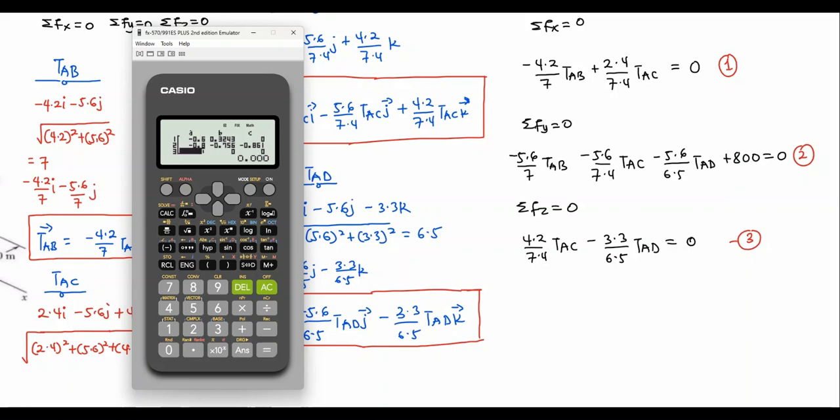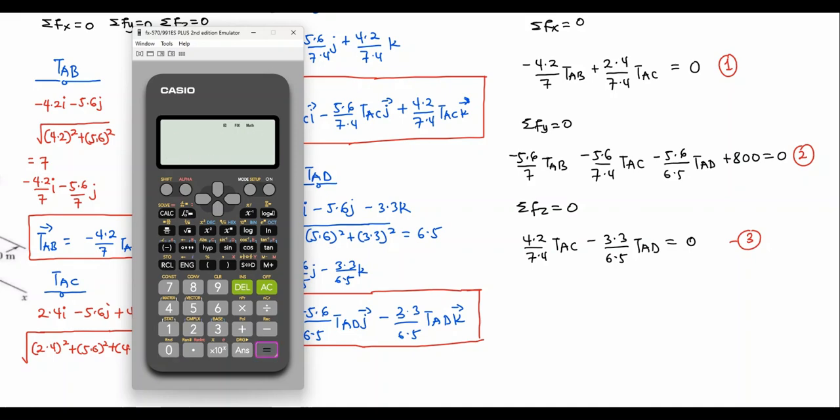Now let's look at the last equation. For the last equation, the coefficient of TAB is 0, and that of TAC is 4.2 on 7.4, and that of TAD is minus 3.3 on 6.5, and then on the right hand side we are going to have 0.